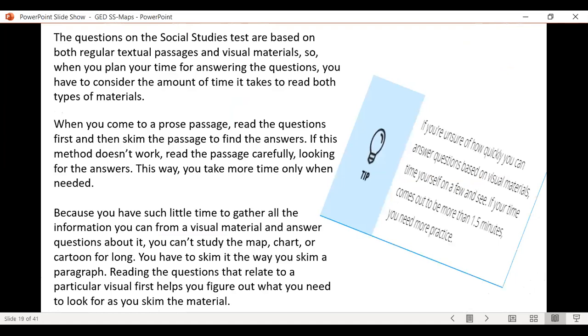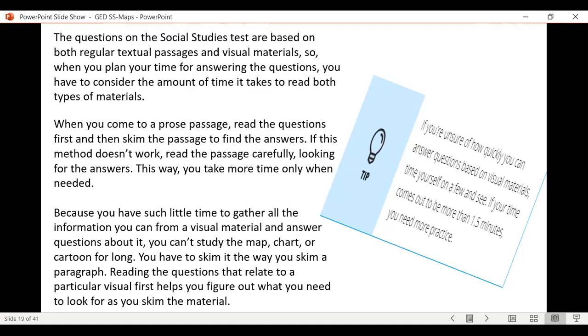So the questions on the social studies test are based on both regular textual passages and visual materials. So when you plan your time for answering the questions, you have to consider the amount of time it takes to read both of those types of materials. When you come to a prose passage, read the answers first and then skim the passage to find the answers. And if this method doesn't work, then go back and read the passage carefully, looking for the answers. This way you take more time only if you need to.